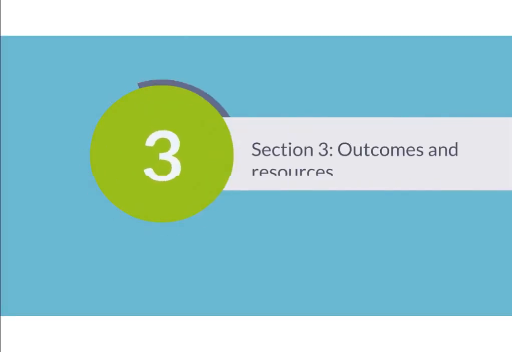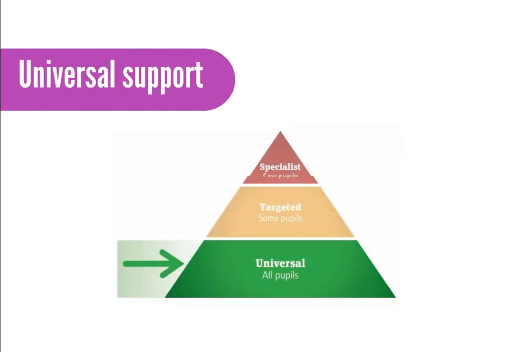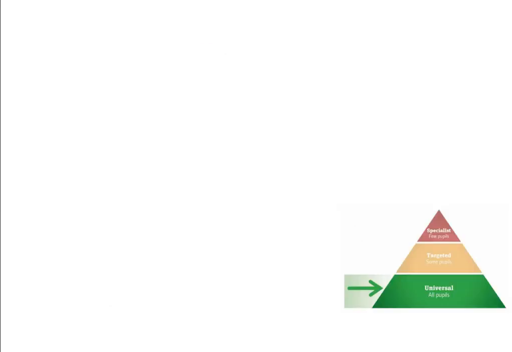Section 3. Outcomes and resources. This section of the toolkit focuses on the support you can put into place at school. It is divided into universal, targeted and specialist support. All people should have support to develop speech, language and communication skills within the classroom and school setting. This is known as universal support.